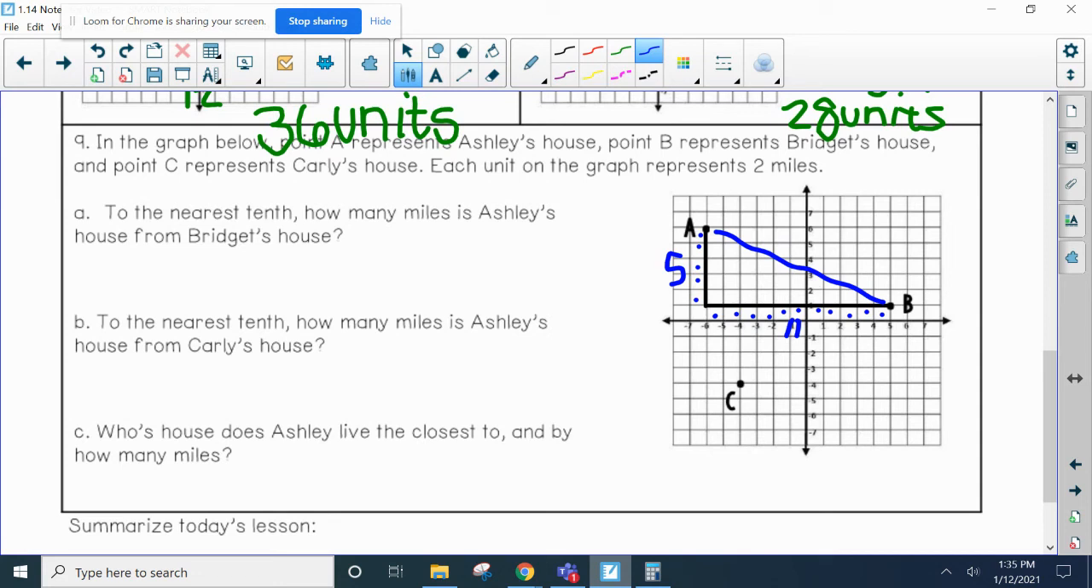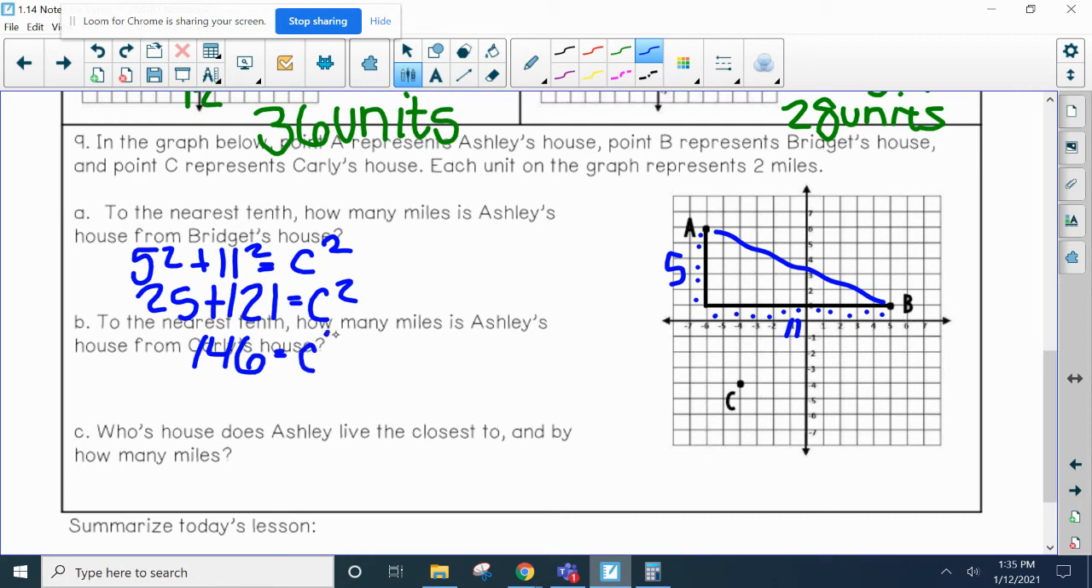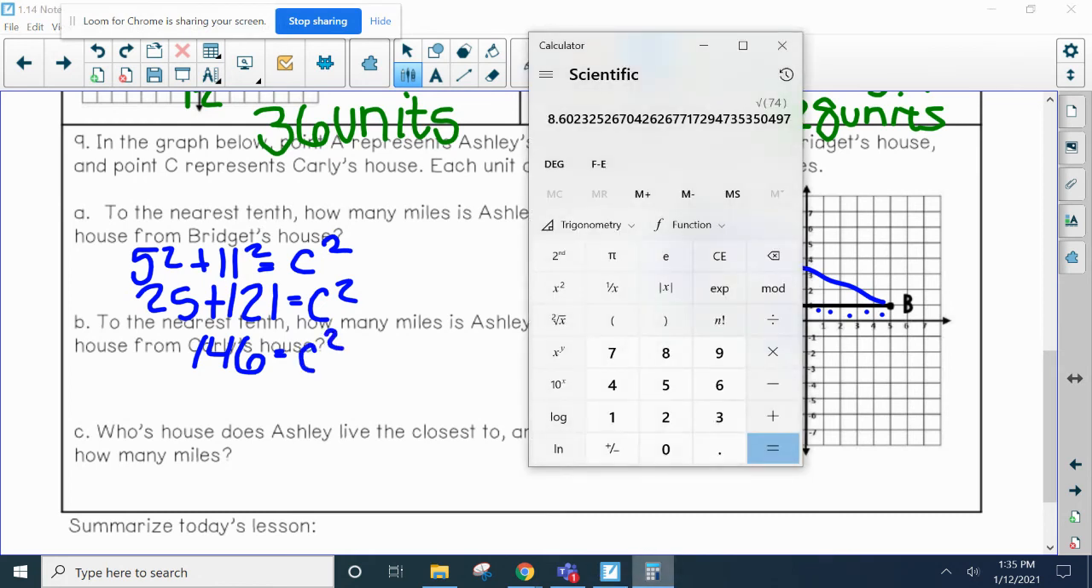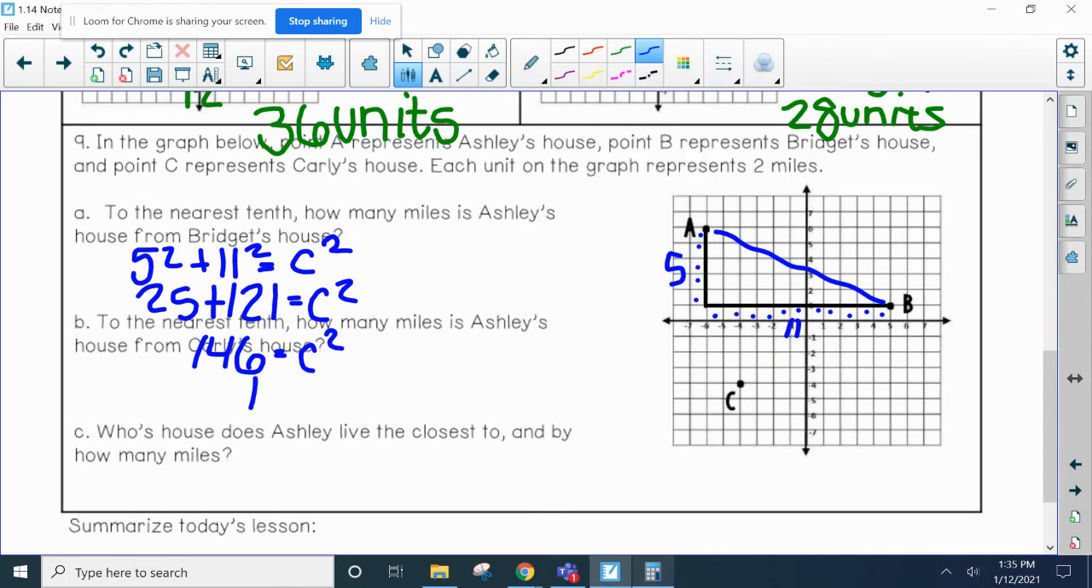So 5 squared plus my 11 squared is going to give me my C squared. So 5 squared is 25, plus 11 squared is 121, equals my C squared. So 25 plus 121 gives me 146, equaling my C squared. And then 146, the square root of that is 12.1.